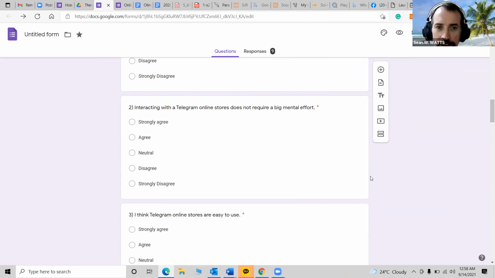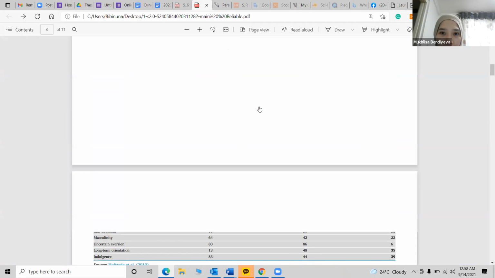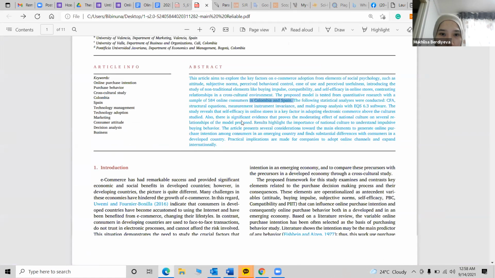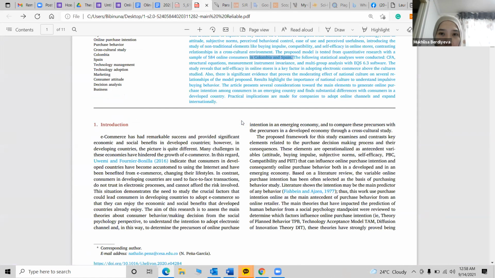What was the question in the article that you're replicating? Can you show me that journal article? Here was the culture difference in terms of purchasing online, in developing countries and the developed countries. In their case, their questions fit into their topic, but when it comes to specific Telegram online stores, I can't do it.